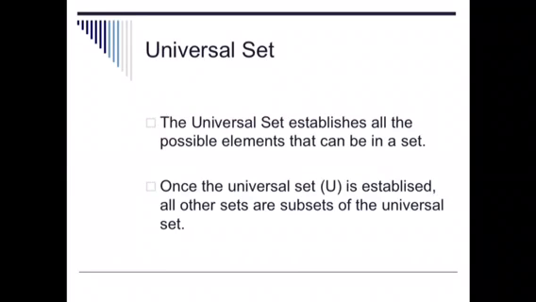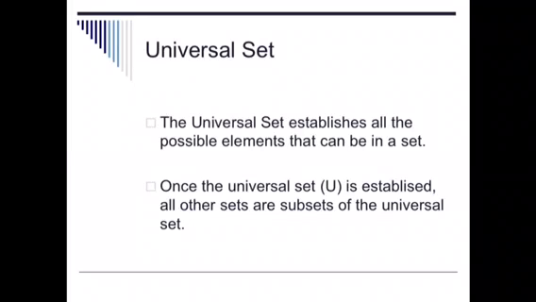Some more terminology for you here. We have the universal set. The universal set establishes all the possible elements. So for example, if I establish the universal set to be the set of whole numbers, that means that I can't have any decimals or any irrational numbers in that. If I decide that the universal set could be all of the colors, then I wouldn't have anything that's not a color in there. Or maybe I want the universal set to be all the football teams, then I wouldn't have any other sports teams in that set. So a universal set defines what we can look at.